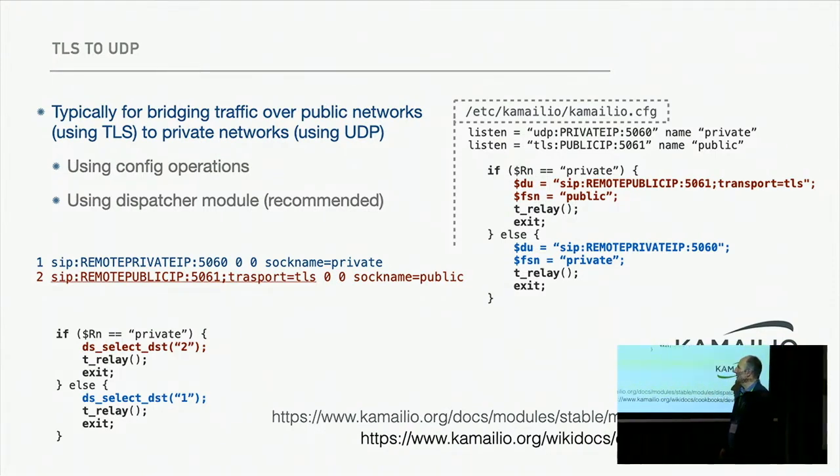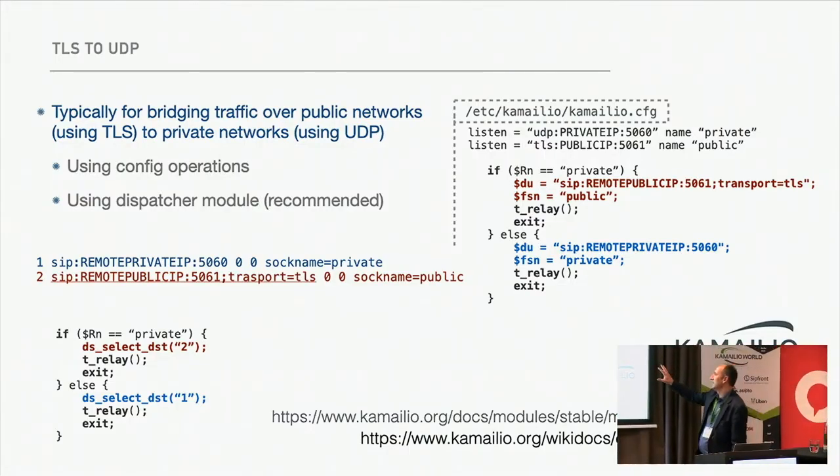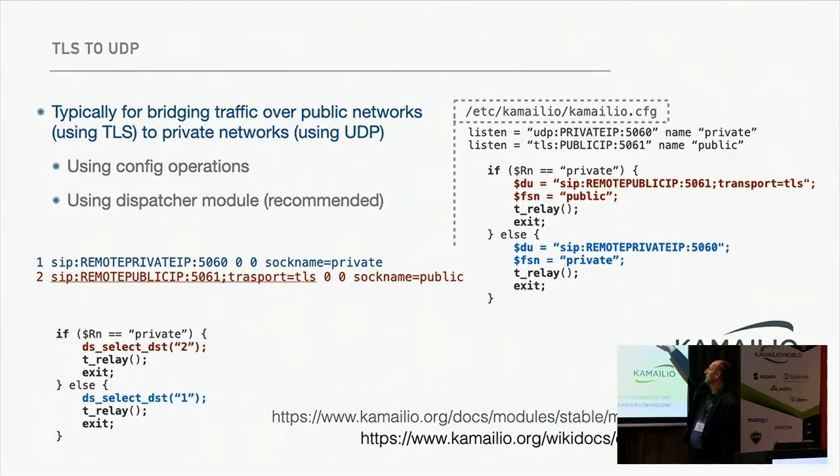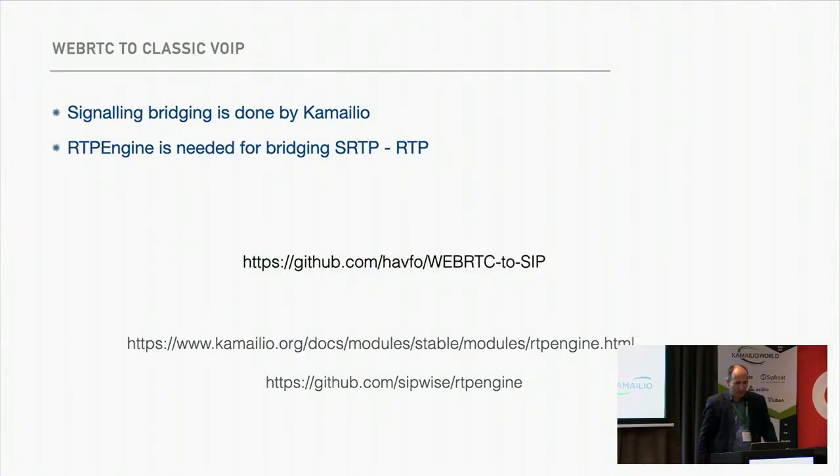You just provision it in the database or in the dispatcher list file. Of course, you can do it with the config operation. So we have this listen which defines or assigns names to the sockets. And based on this $RN, which gives the name of the socket where the SIP message was received, you set the outbound proxy address, our internal one, the destination URI via $DU. And also you can set the socket with $FSN, and T-relay will do the rest of creating the connection when is the case and delivering the message to the network.